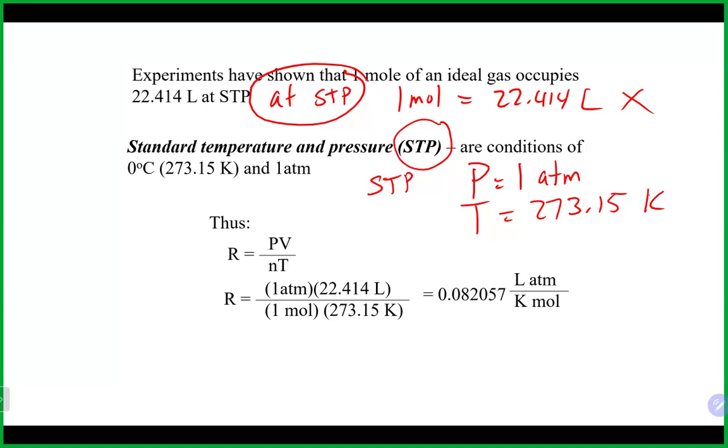That, by the way, is how we get to the gas constant. We put all of our values into the ideal gas law and solve for R. So at STP, we would have 1 atmosphere of pressure. We would have a volume that's 22.414 liters, 1 mole of gas, and 273.15 Kelvin gives us our gas constant. So that's sort of how we get to that number that we see there.